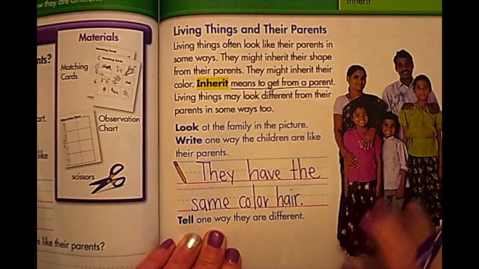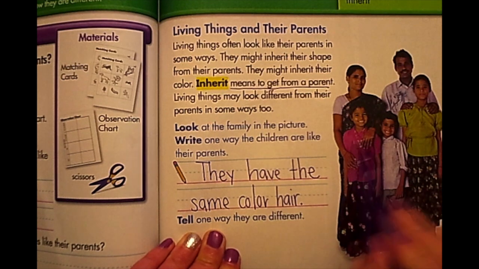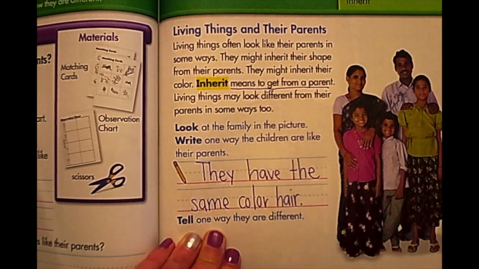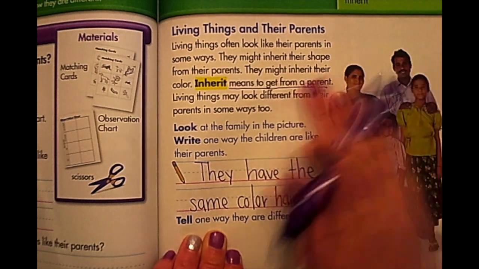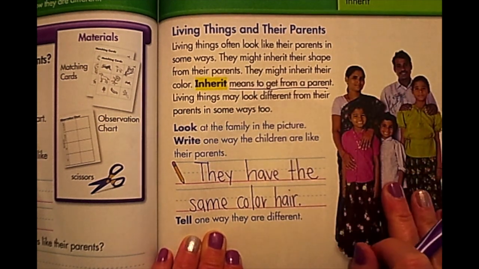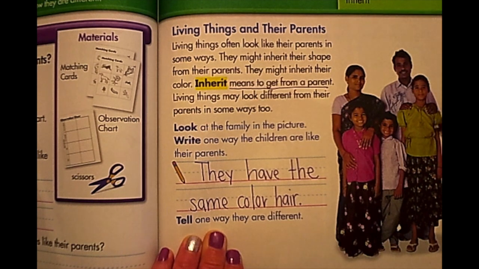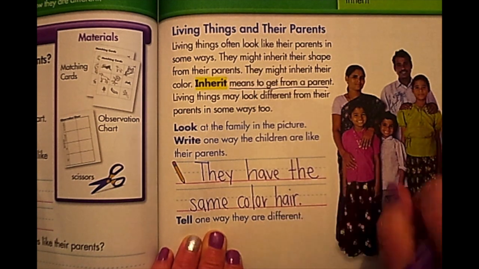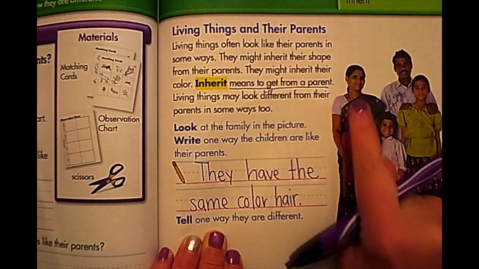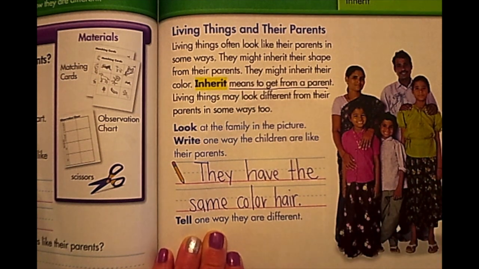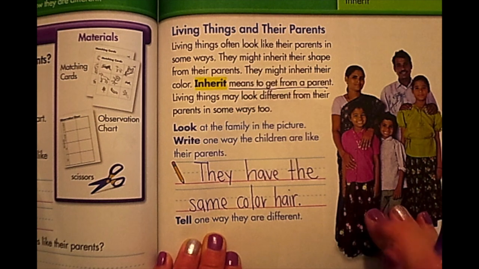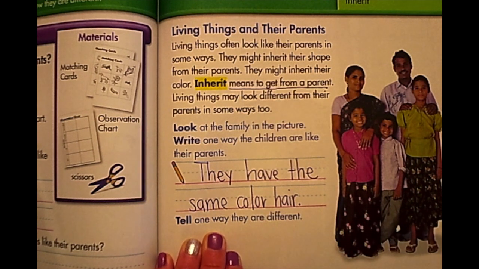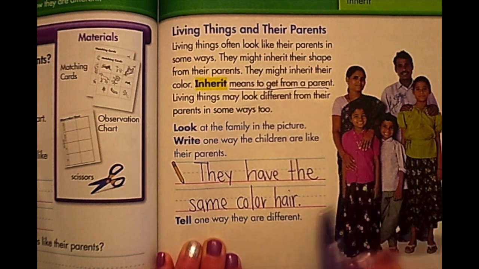Okay. You also notice that they're very similar in color to their skin color to their mom. Their dad is a little bit darker, so not all of the children will have the same exact skin color as both of their parents. For example, my skin is a lot lighter than my mom's skin. I have more of my dad's skin color.